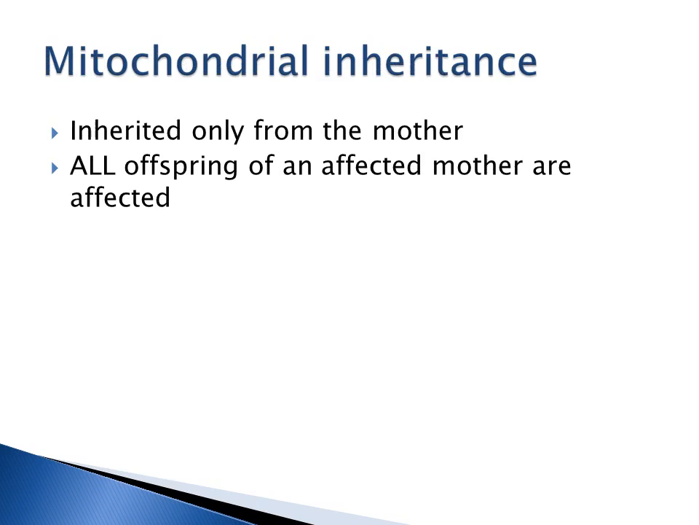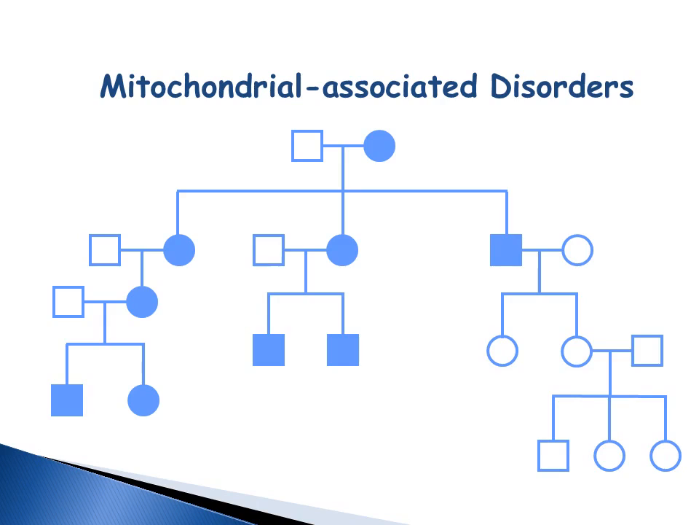Diseases can also be inherited through the mitochondrion. These types of diseases are inherited only from the mother, so all offspring of an affected mother are going to be affected. So here's an example of a mitochondrial associated disorder.